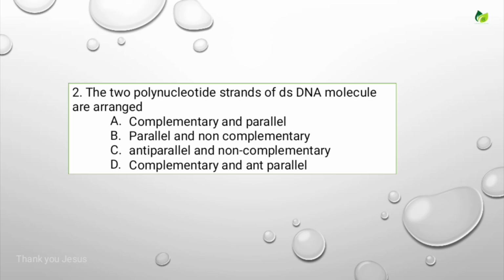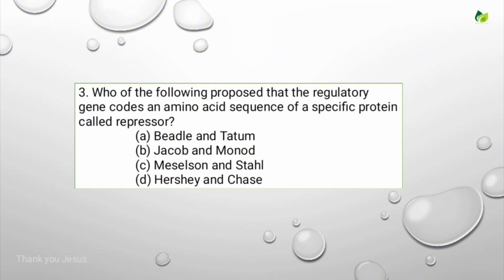The two polynucleotide strands of dsDNA molecule are arranged. Options are complementary and parallel, parallel and non-complementary, anti-parallel and non-complementary, complementary and anti-parallel. For this, the correct answer is complementary and anti-parallel. So, the two polynucleotide strands of DNA are arranged complementary and they are anti-parallel to each other. Let's see the next question.